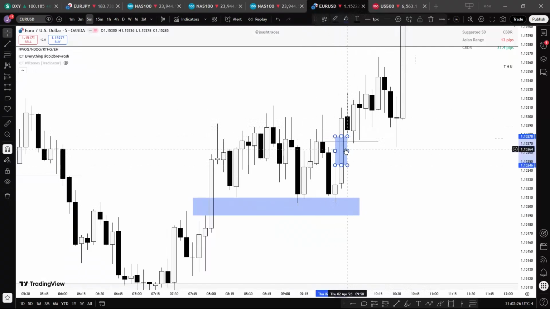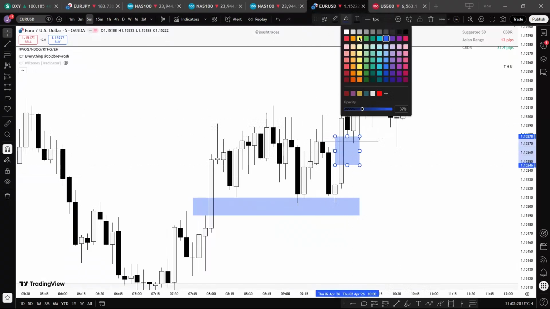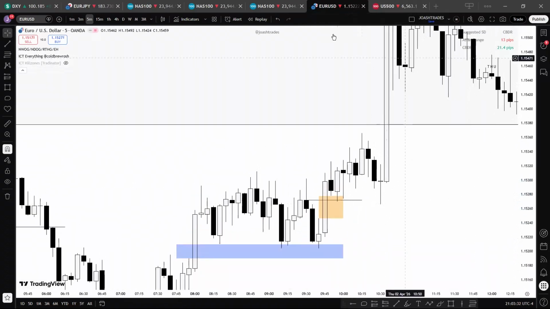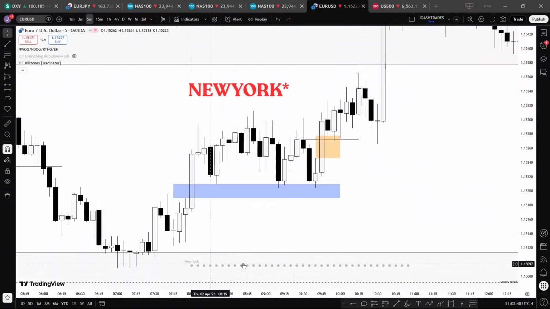So if we draw this fair value gap, let's change it. All right, I can see our price found support before rallying. Another thing I also want to show is price is at one of the ICT kill zones. This is the London kill zone. You want to be taking trades in either the London, the New York, or the Asian kill zone. So this is the EURUSD. The best times to take trades are the London and the New York kill zones.